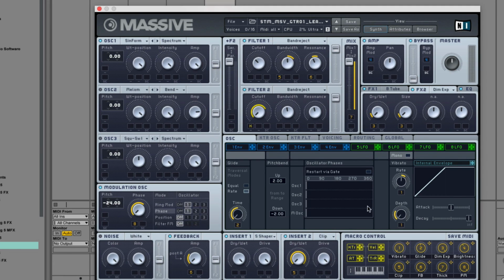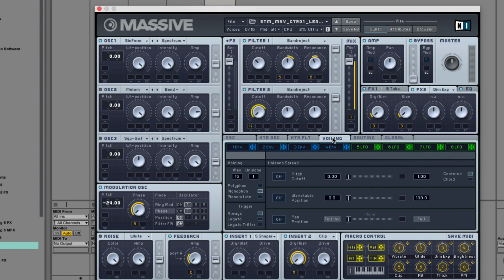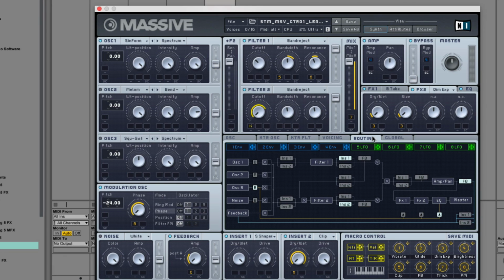Oscillator section, this is pretty much standard. Voicing, mono, always, no pitch cutoff, wavetable position, pan position, nothing. Routing, we have a sine shaper after the first filter, max dry wet, max drive. We have a clipper after the second filter, max drive, far left dry wet. Feedback, grabbing after the amp all the way to the left.